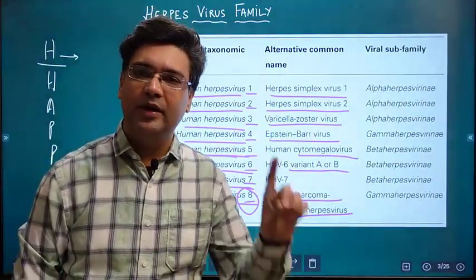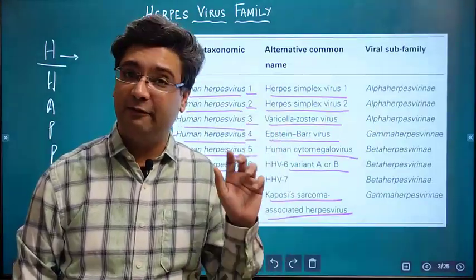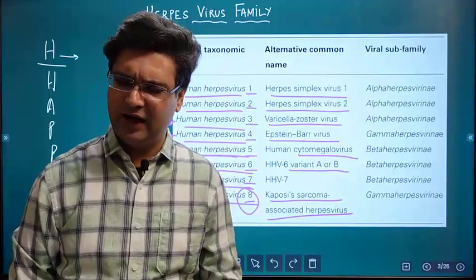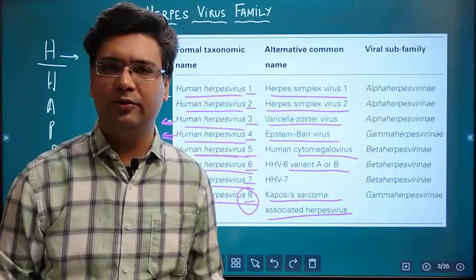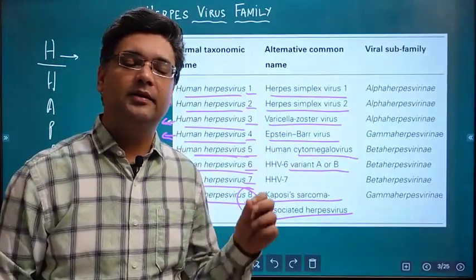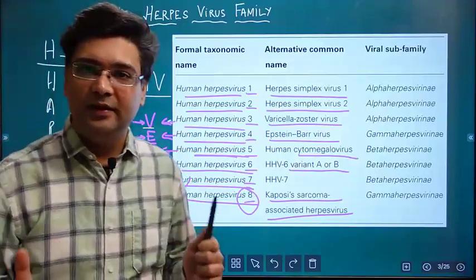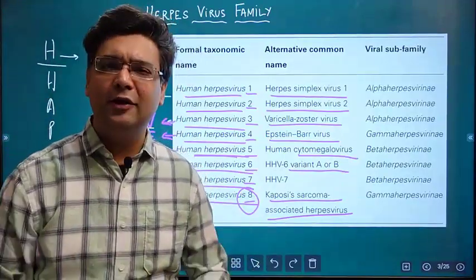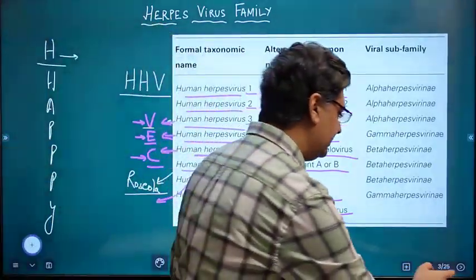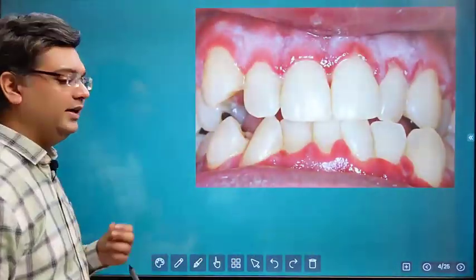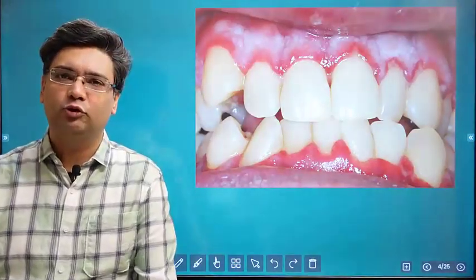So just remember, 1 is HSV1, 2 is HSV2, 3, 4, 5 is VEC, HHV6 is roseola infantum, and the 7th is very similar to roseola, and the 8th is the Kaposi's sarcoma family, and this gives us a brief table and an introduction about the human herpes virus family. Now let us take a detailed look into each one by one. Firstly, we are going to talk about the herpes simplex virus.